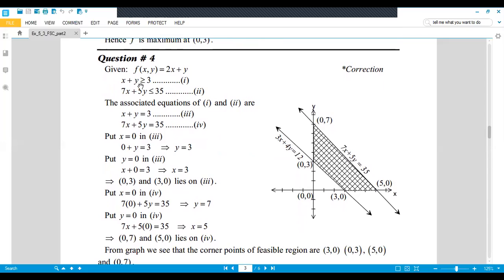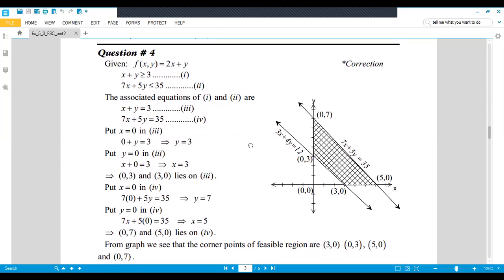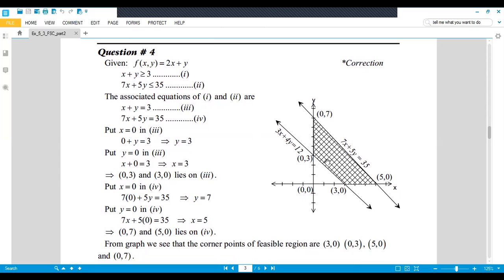And you are given two inequalities: x plus y greater than or equal to 3, and 7x plus 5y less than or equal to 35. With this you are also given x greater than or equal to 0 and y greater than or equal to 0, which means that the graph is in the first quadrant. x greater than or equal to 0, y greater than or equal to 0 means the feasible region, and you know that when x and y are both positive, it will be in the first quadrant.